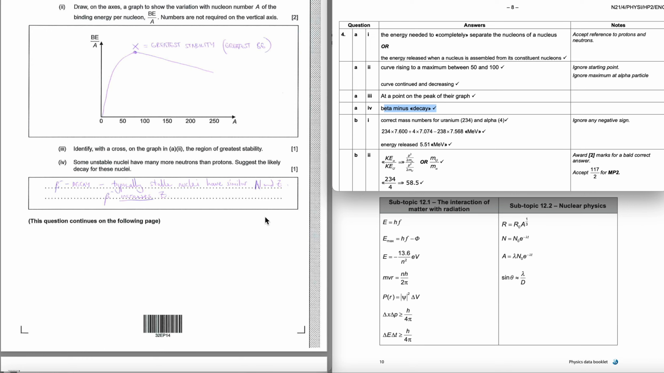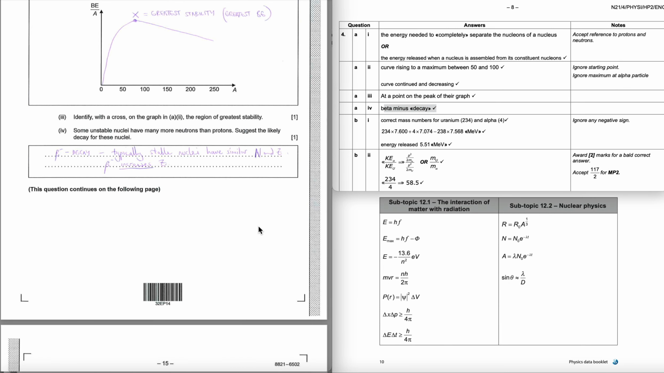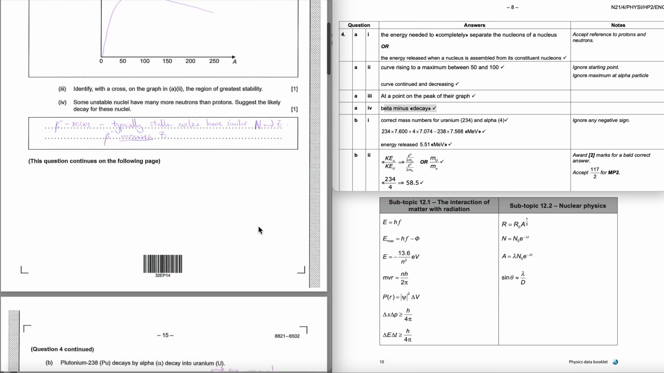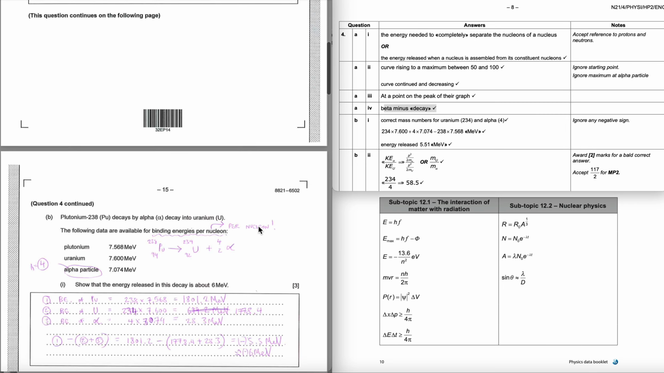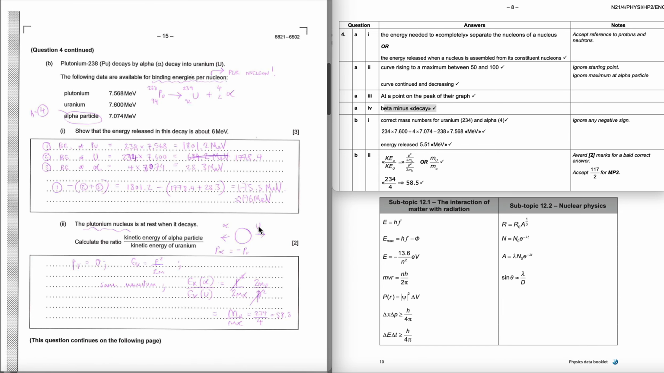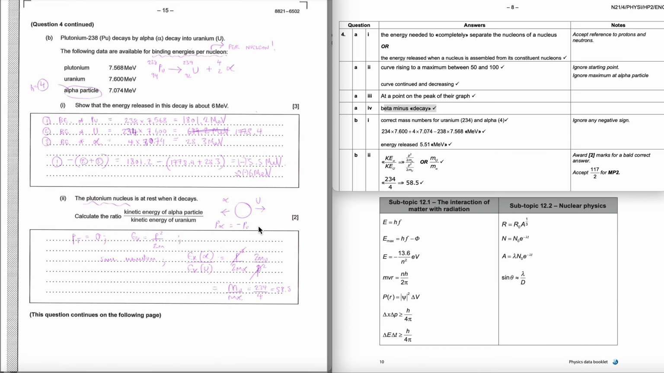It would be good for you to have a little think about why that is as well, and that's because of that change in both the N and Z numbers, N being neutrons and Z being protons. All right, let's get into some maths now. So we've got plutonium-238 decaying by alpha decay, and we're told some following data.